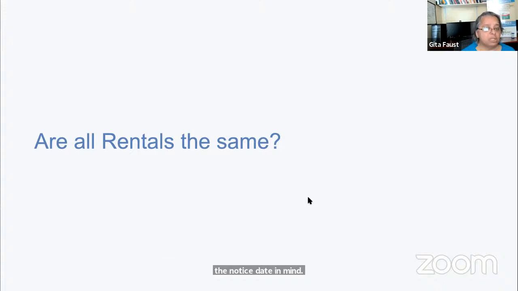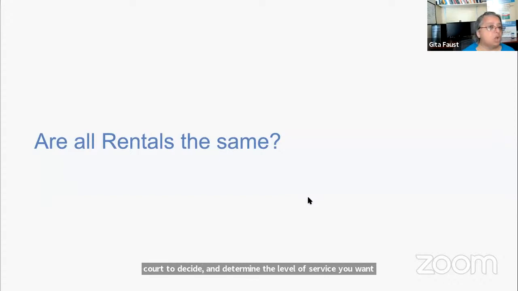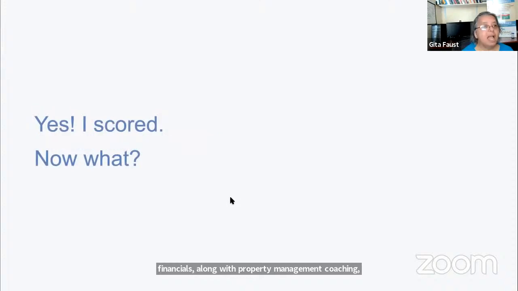So as a service provider, you would have to decide how detailed you want to go. The ball is in your court to decide and determine the level of service you want to advise or provide to your client. I started with 4 valued services: saving time, getting clients organized, providing accurate financials, along with property management coaching. So yes, I scored. Now what, right?